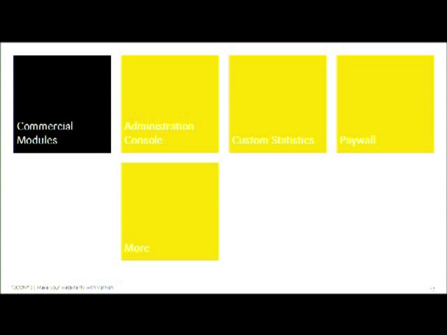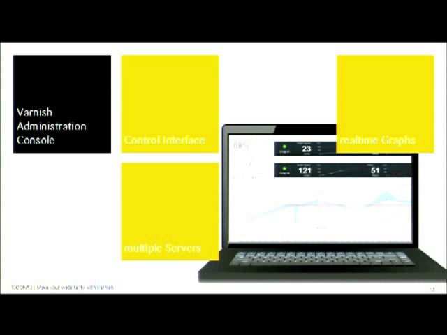There are a few commercial modules available in some subscription editions: the administration console, custom statistics, paywall, and even a few more. I just want to give a short overview of what you can achieve with them. There is the Varnish administration console, a web interface where you can control multiple servers and have some nice real-time graphs. Maybe put it on a screen in your office somewhere if you're on your own big site.